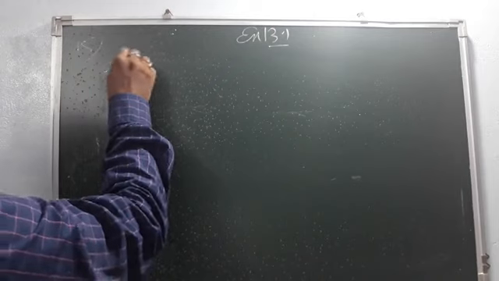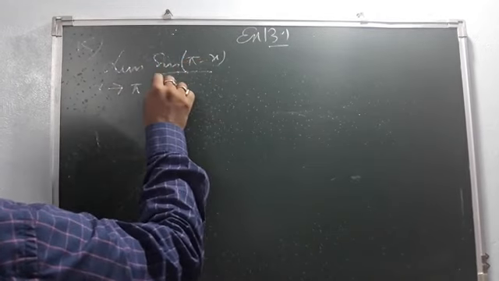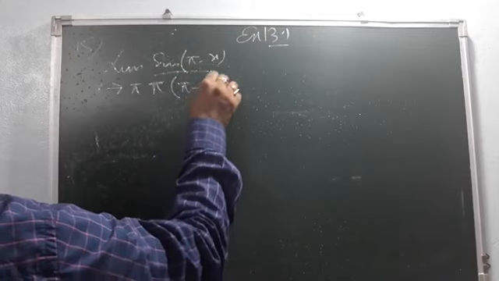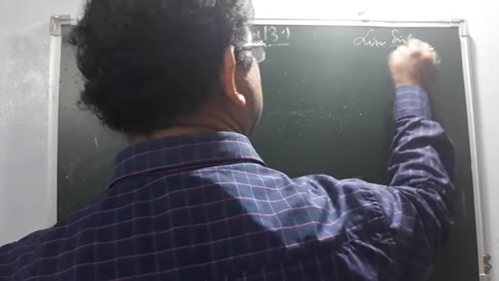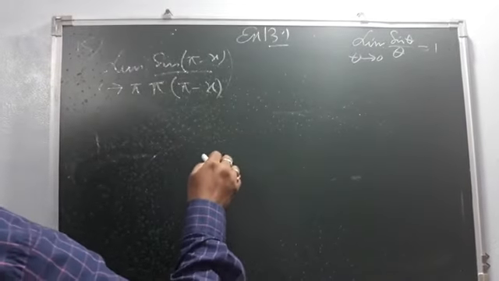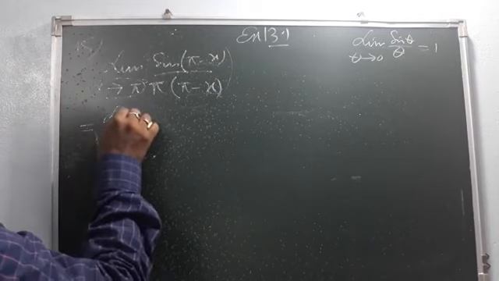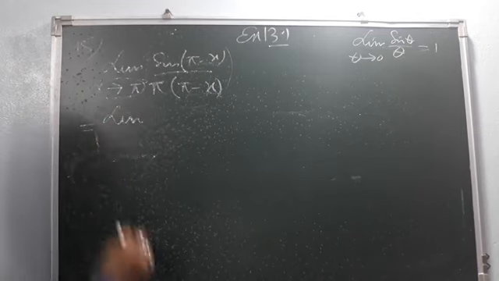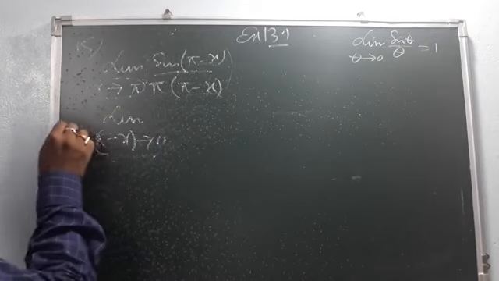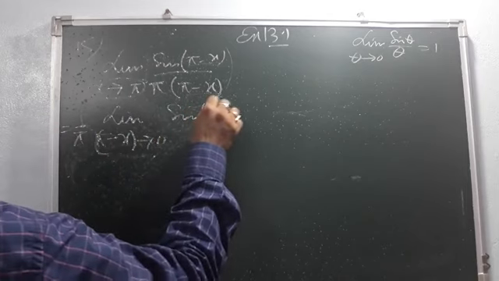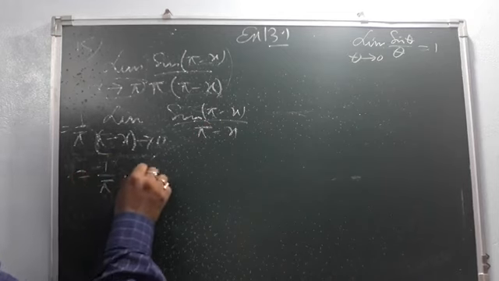Here it is given limit x tends to pi, sine(pi minus x) by pi into (pi minus x). Our formula is limit sine theta by theta, as theta tends to 0, is equal to 1. See here, it is pi minus x, but x tends to pi. So as x tends to pi, pi minus x tends to 0. And you can take 1 by pi outside, so it will be sine(pi minus x) by (pi minus x). Now you can prove this is 1, and you get the value as 1 by pi.